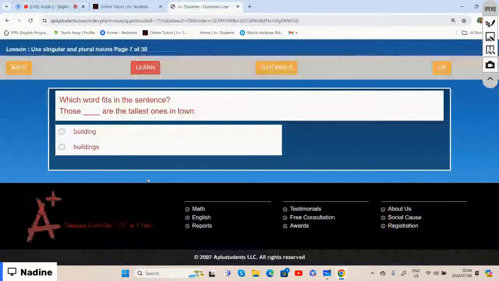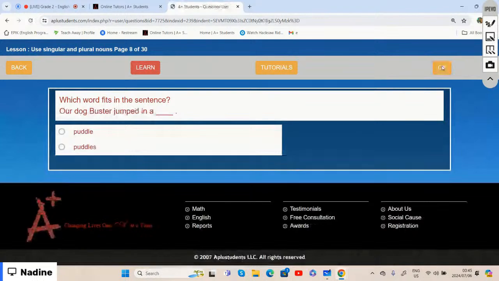All right. So do we say those building are the tallest one in town, or do we say those buildings are the tallest ones in town? All right, so we can say those buildings, right? Because it refers to more than one. So option two is correct. All right. Let's do the last one.